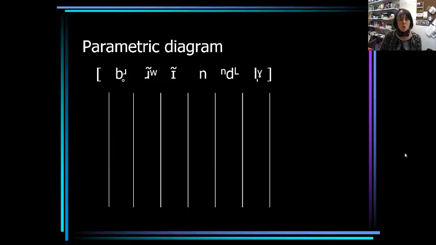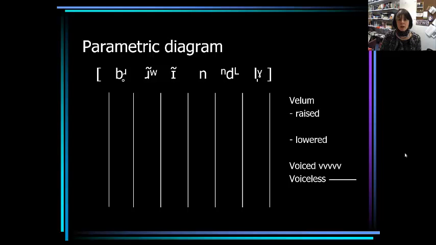Here we have our word brindle broken up into segments, as we've discussed before, with diacritics aligned with segments depending on the effect that they're having, and we need to indicate whether the velum is raised or lowered and whether there is voicing or no voicing. You can put all sorts of things on parametric diagrams, but these two are the ones that you commonly find in the articulatory description diagram.